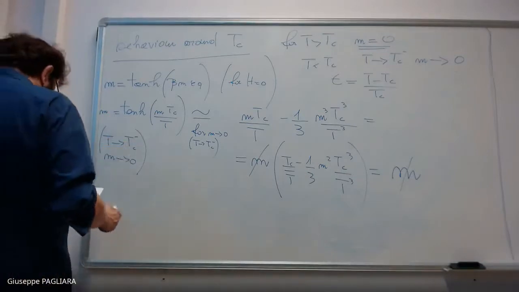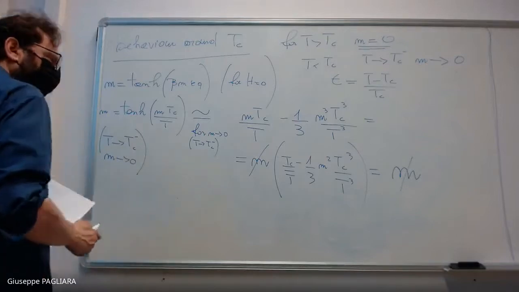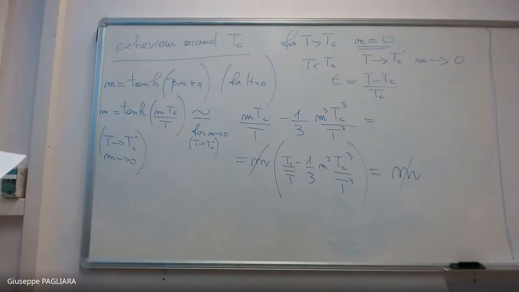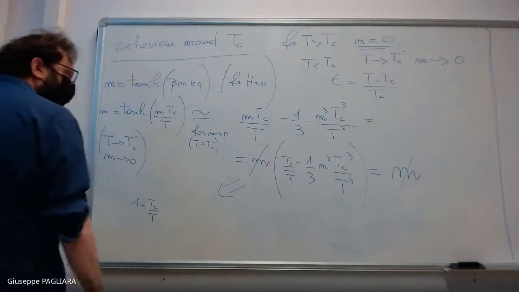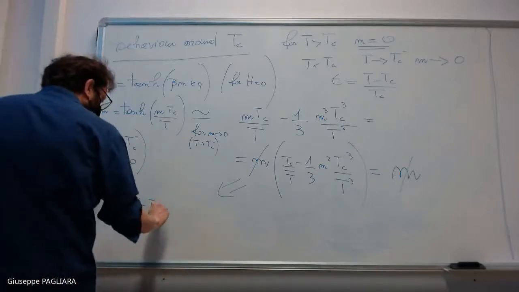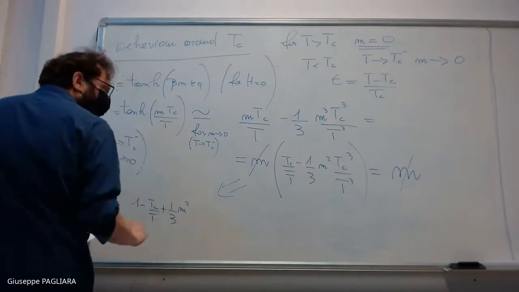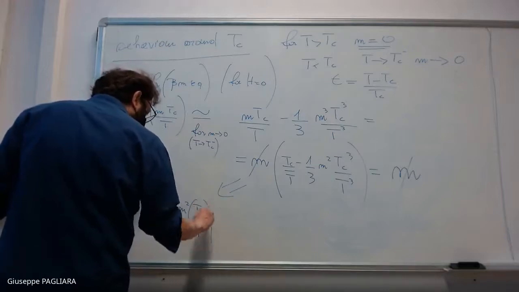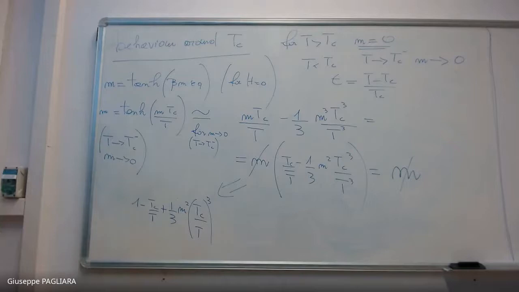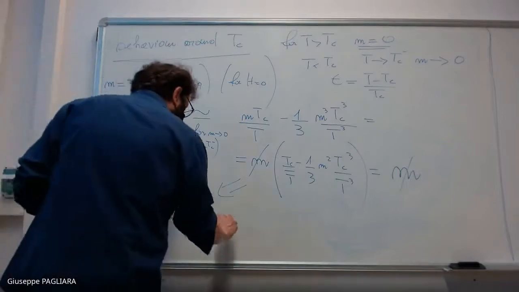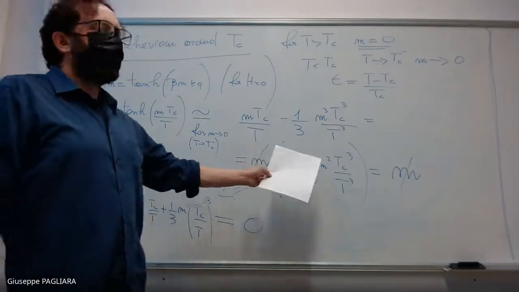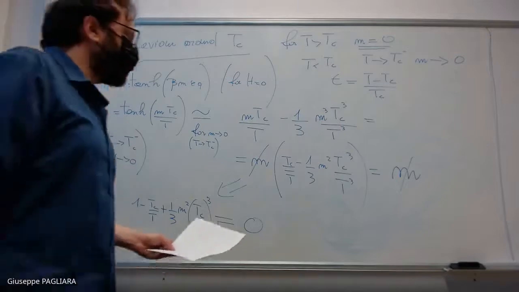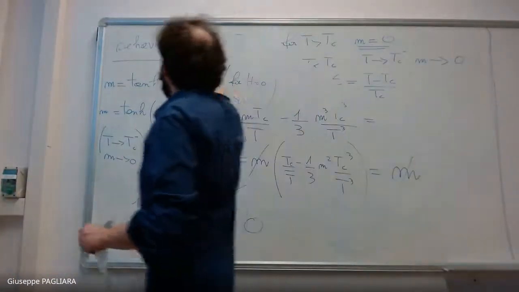Okay, so from this equation, I see that 1 minus Tc divided by T, plus 1/3 M squared Tc divided by T to the power of 3, I have moved the 1 to the other side. This is equal to 0. Of course, I removed M here by assuming that M is different from 0, which is the trivial solution I'm not interested in. Okay, so from this equation now I can derive M.